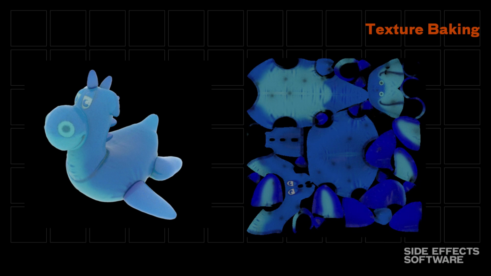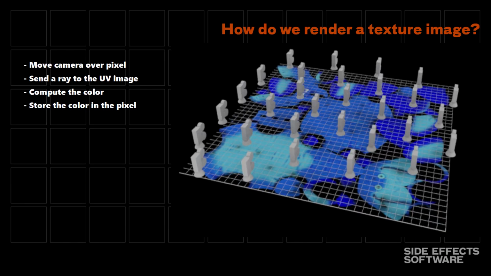So the question is, how do we render a UV image or a texture-baked image? So the overall concept is we move a camera over each pixel, we send a ray into the UV image, we compute the color, and we store the color in the pixel. So it's a little bit different from traditional main camera rendering.